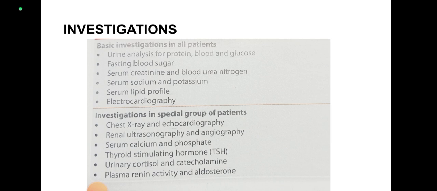Investigation. There are some basic investigations to be done in all patients, which include urine analysis for protein, blood and glucose, fasting blood sugar, serum creatinine and blood urea nitrogen, serum sodium and potassium, serum lipid profile, and electrocardiography. Investigations in a special group of patients who are at high risk include chest X-ray and echocardiography, renal ultrasonography and angiography, serum calcium and phosphate, thyroid stimulating hormone, urinary cortisol and catecholamine, plasma renin activity and aldosterone.